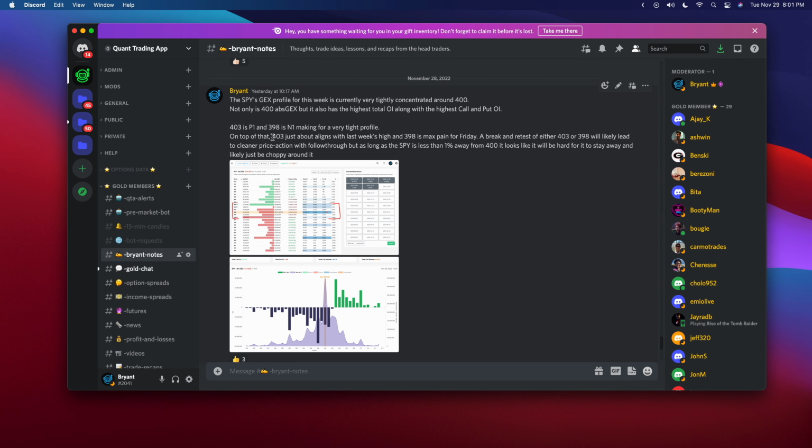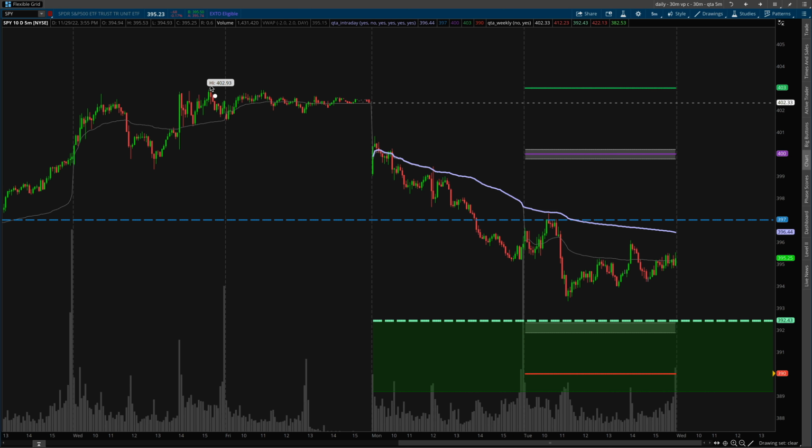On top of that, 403 just about aligns with last week's high. If we look at it on the chart, 403 is just about lining up with last week's high. So that's also adding a visual reference for anyone that's not using gamma exposure, because we know when there's a lot of confluences, it means there are a lot of different styles of traders all having the same things pointing towards the same indication. So if you're just using simple support and resistance and technical analysis, and you drew out a level last week, you're going to tell yourself, oh, 403 is likely to be resistance.